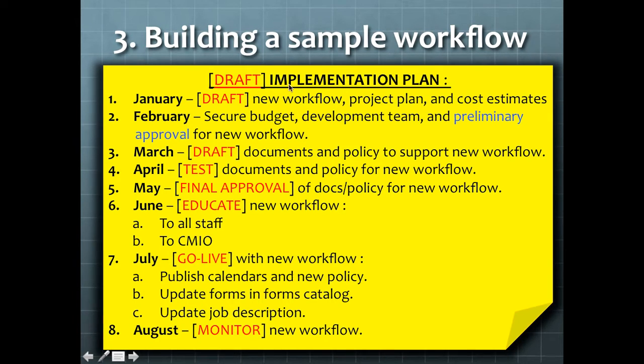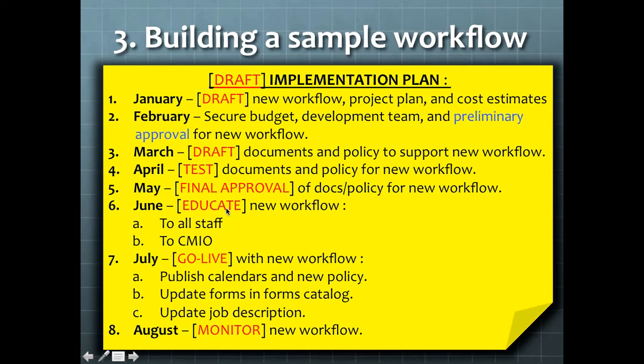So then we start to draft our implementation plan. We'll start off our project by drafting our new workflow, which we've already done, project plan, which we're doing right here, and cost estimates, which we'll do in a moment. In February, we'll then secure our budget, our development team, and get preliminary approval for developing this new workflow. In March, we'll draft those documents and the policy needed to support the new workflow. In April, we'll test those documents and the policy for the new workflow. In May, we'll seek final approval of those documents and the policy that are needed to support the new workflow.